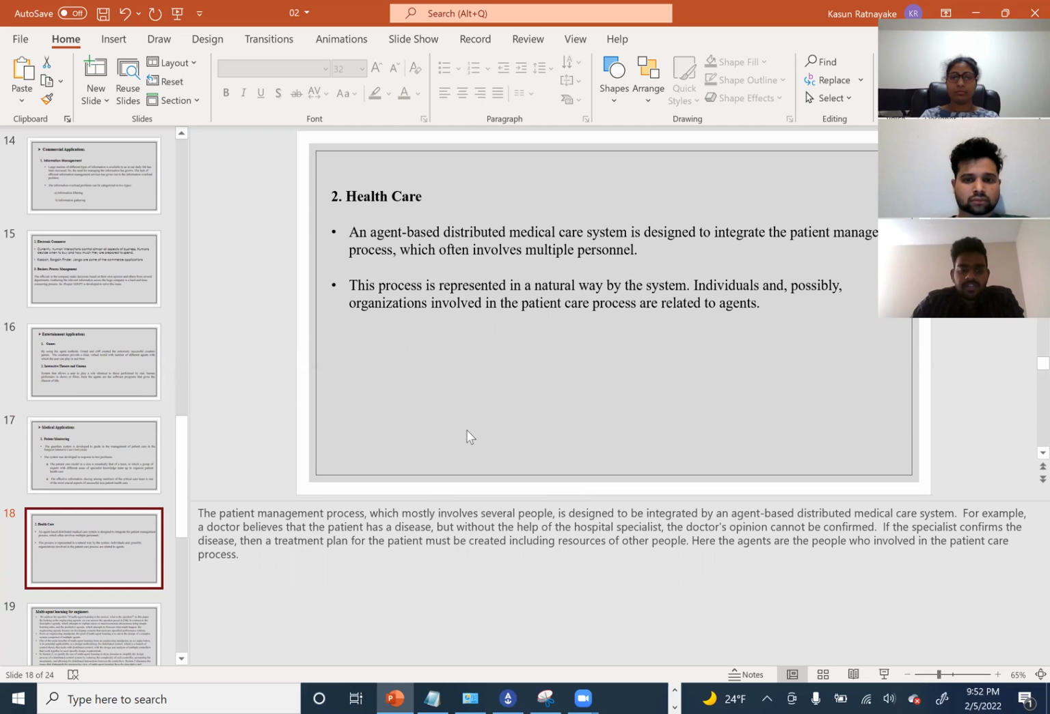And in the healthcare application, the patient management process, which mostly involves several people, is designed to be integrated by an agent-based distributed medical care system. For example, a doctor believes that the patient has a disease, but without the help of the hospital specialist, the doctor's opinion cannot be confirmed. If the specialist confirms the disease, then the treatment plan for the patient must be created, including resources of other people. Here, the agents are the people who are involved in the patient care process.